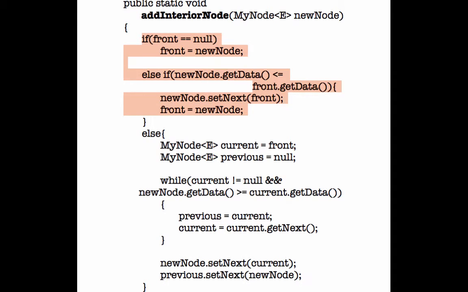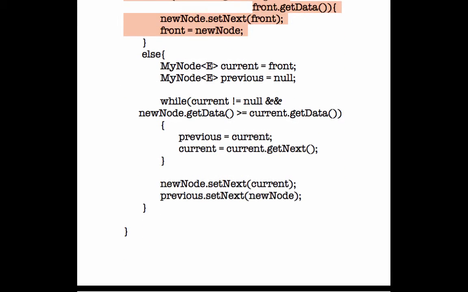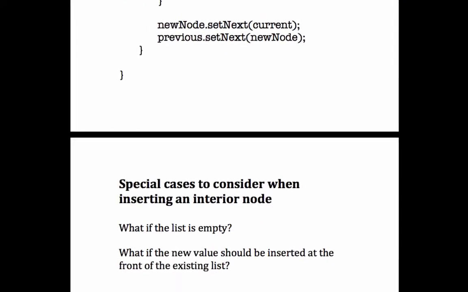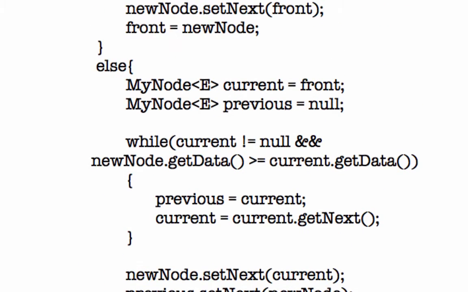What is this section of the code doing? Well, we're talking about inserting interior nodes, but we really don't know where the node is going to end up. So what are the special cases to consider? Well, there are two special cases. One is what happens if the list is empty? Then the node should be inserted at the very beginning, right? And then what happens if the value that we are inserting is so small that it should be inserted at the beginning of the list? So now we're talking about an insertion at the front of the list. So we need to include those two special cases in my code.